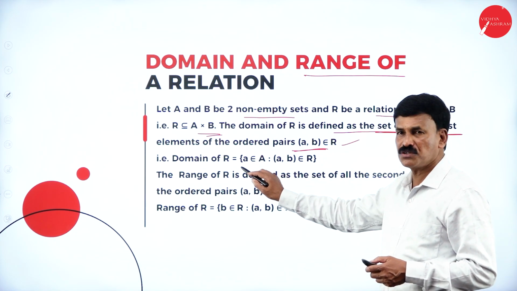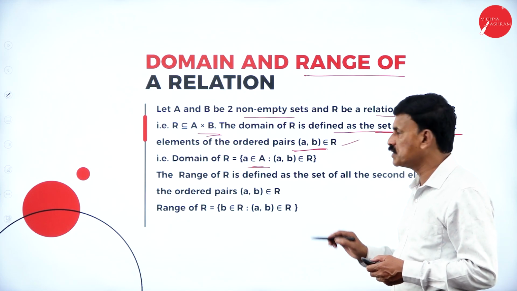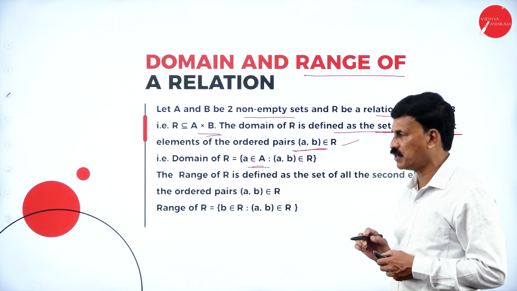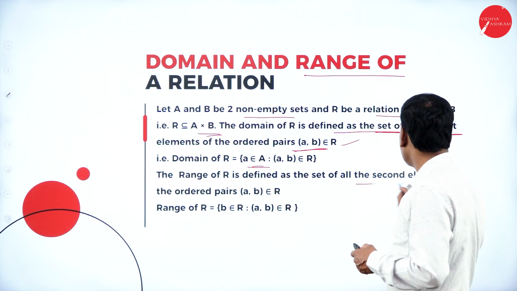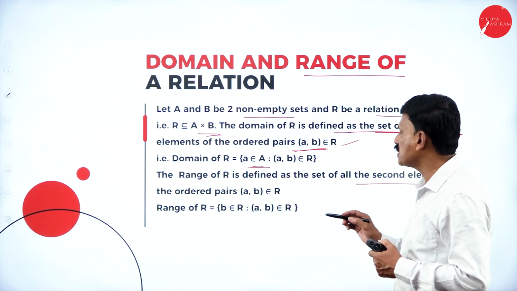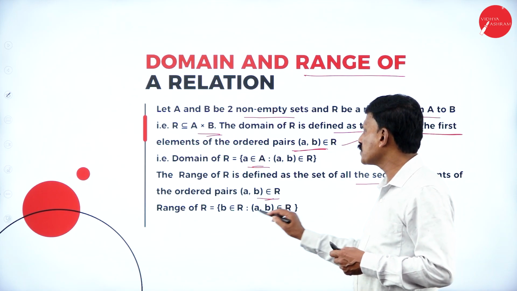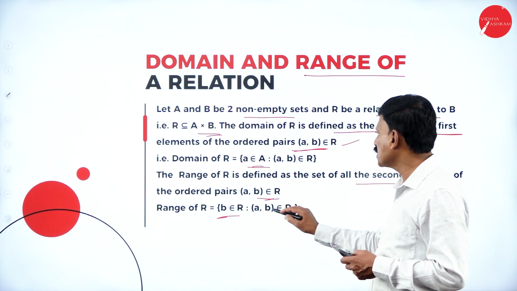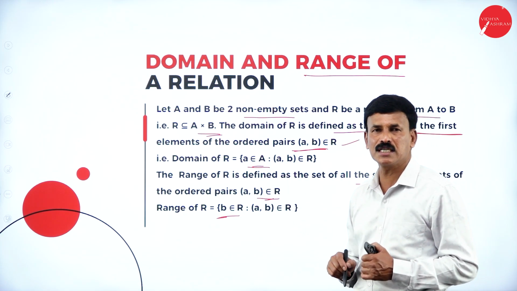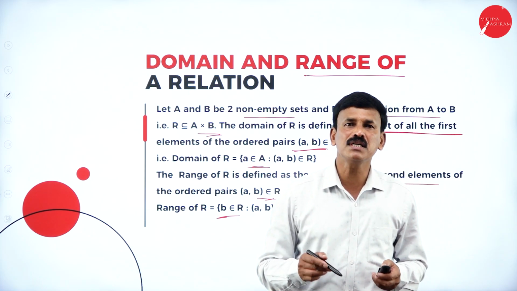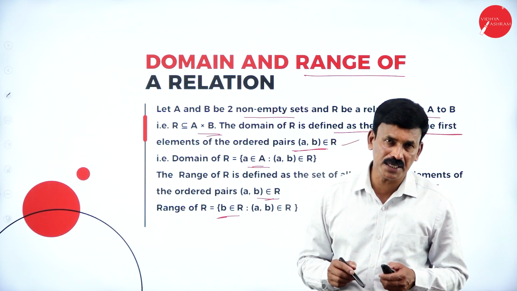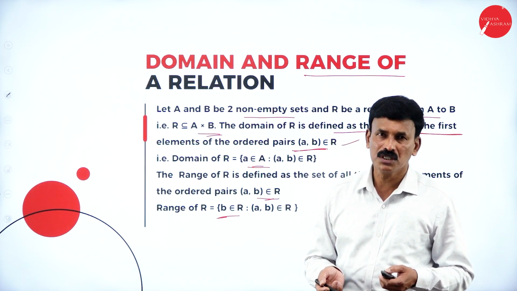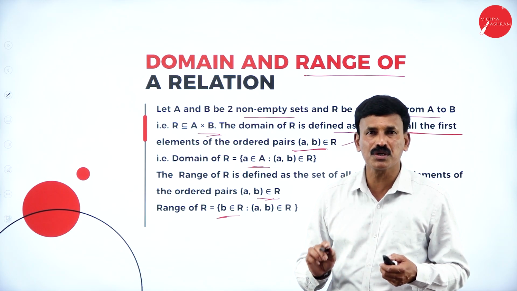The domain is denoted as domain of R equals a belongs to A such that (a, b) belongs to R, in which the first element is called the domain. The range is defined as the set of all second elements of the ordered pairs in R, denoted as range of R equals b belongs to B such that (a, b) belongs to R. So, in general, the set of all first elements of the relation is called the domain, the set of all second elements of the relation is called the range, and the set B itself is called the codomain.